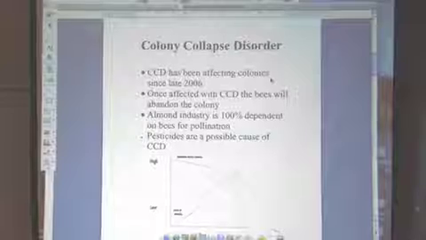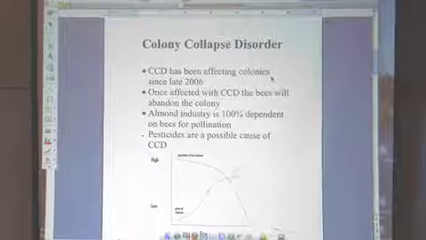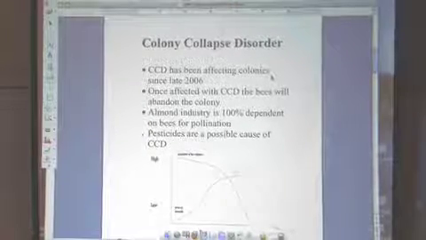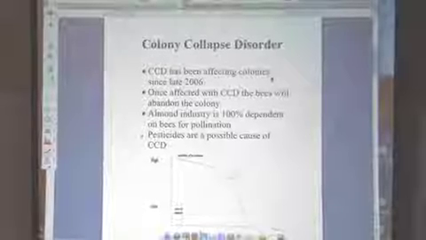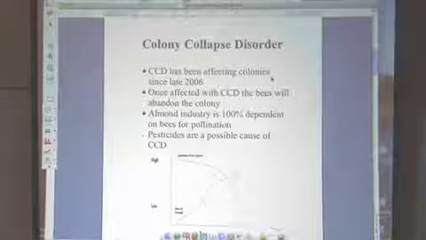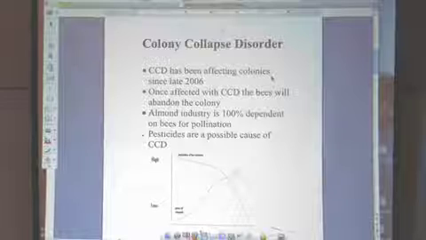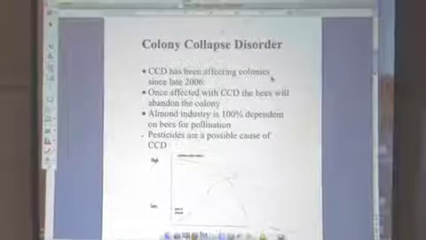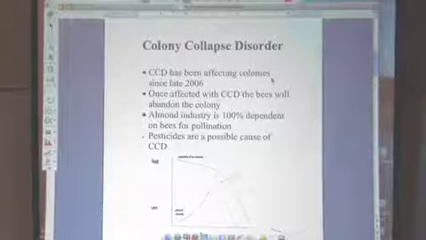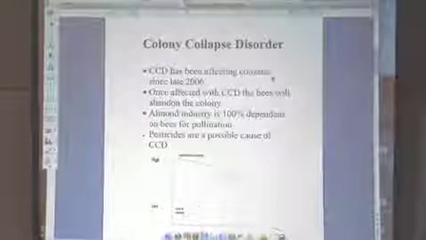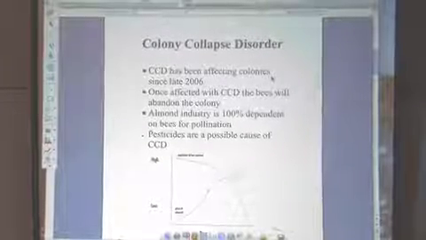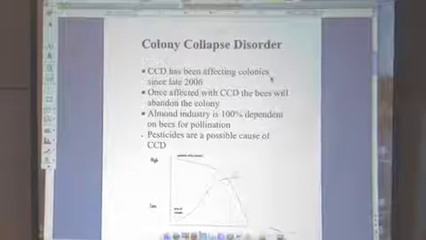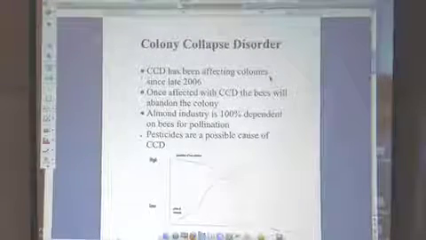The main culprit of CCD is the pesticides used on the crops that the bees are pollinating, and we wanted to see how CCD affects the price of a certain crop. We decided to pick the almond industry since it's 100% dependent on bees for pollination.